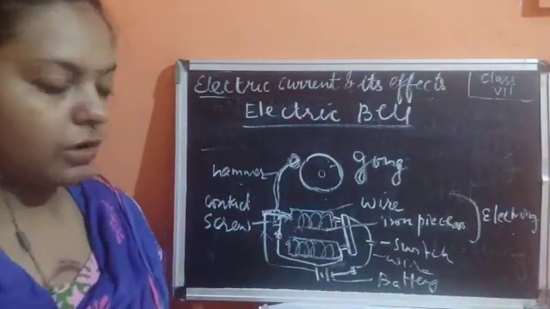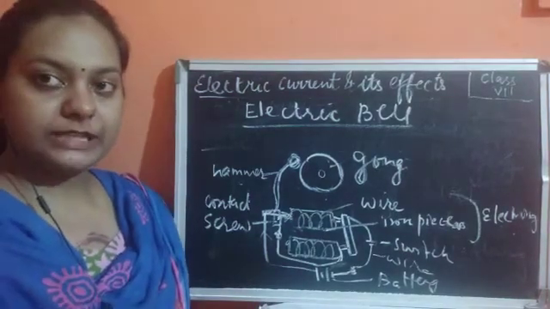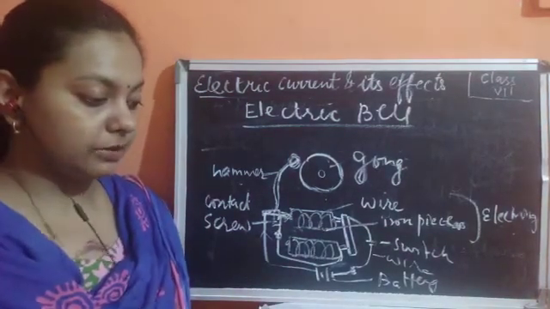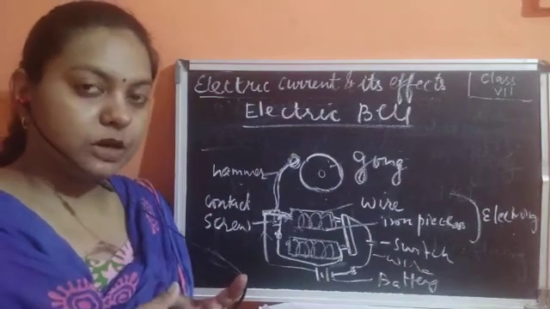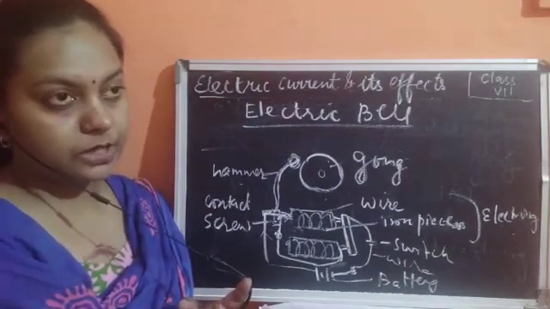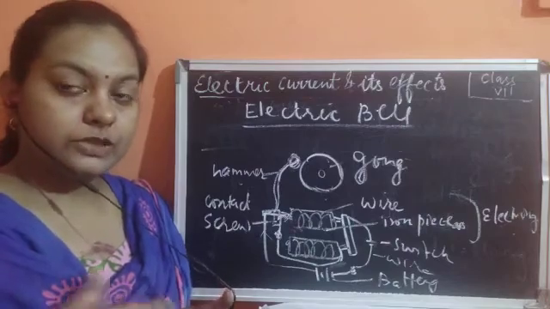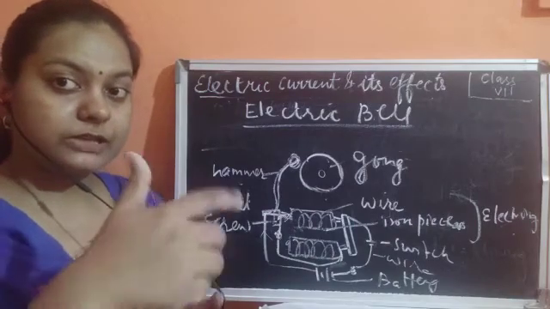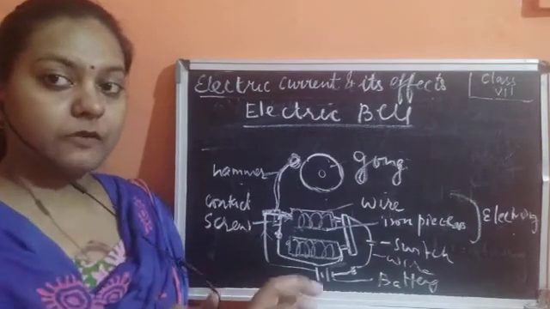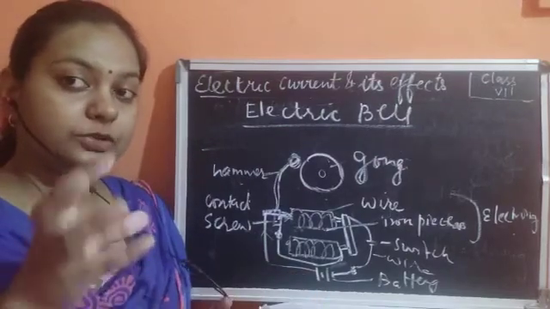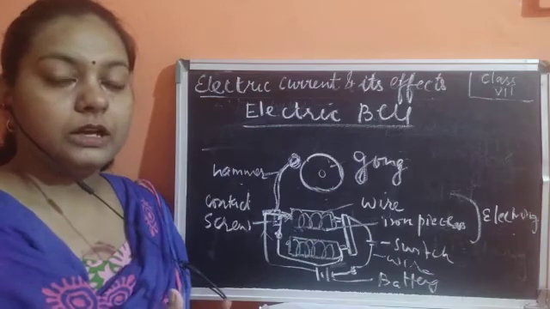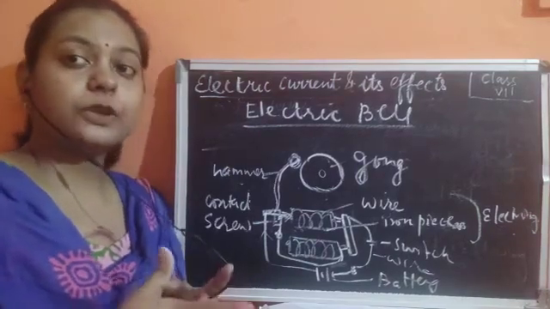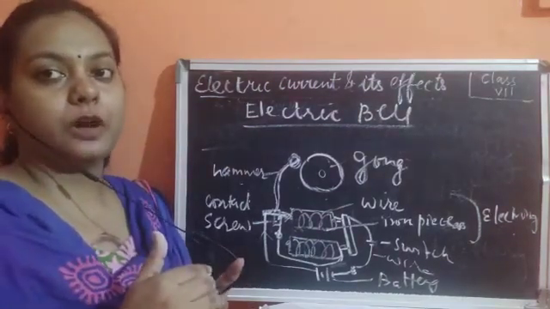So children, that was all in today's video. We have seen the magnetic effect of electric current, where the magnetic effect is because of the solenoid structure. And what is the solenoid? It is used to make an electromagnet. A solenoid is just a spring of wire that is used to convert a normal iron object into a magnet.